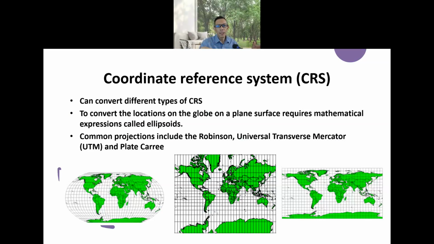Okay, there are many methods. So the common projections include Robinson, UTM, Universal Transverse Mercator, and Plate-Carré.